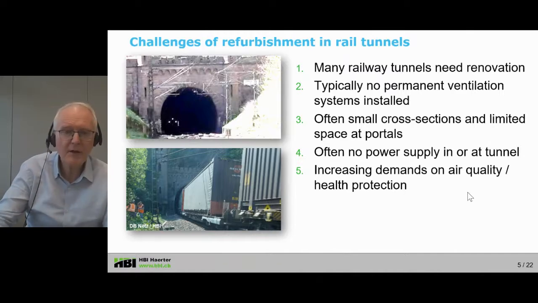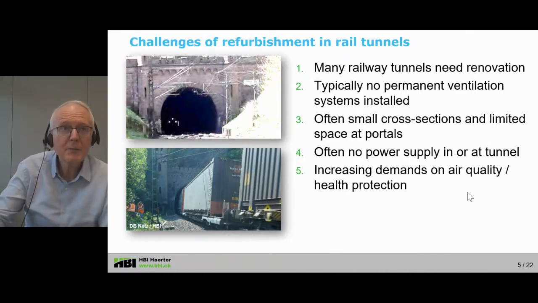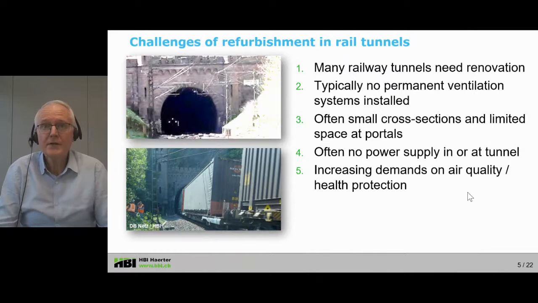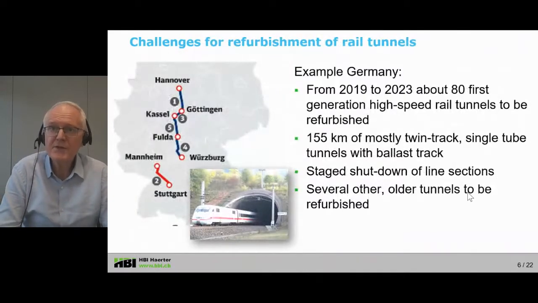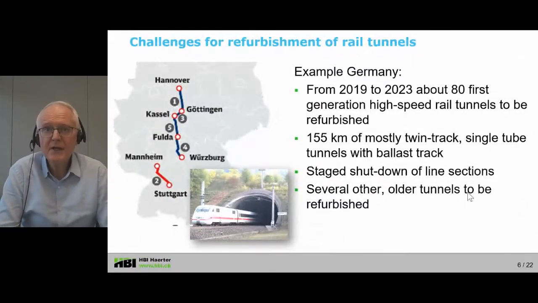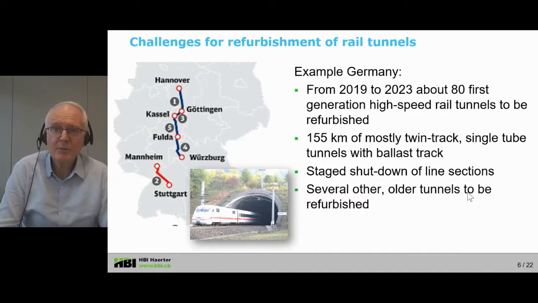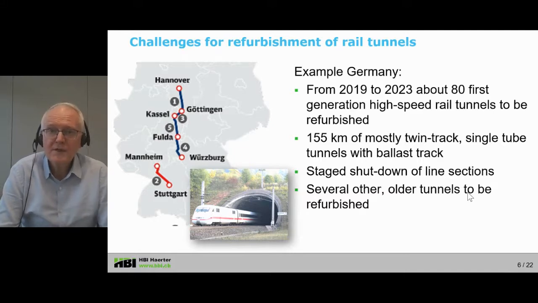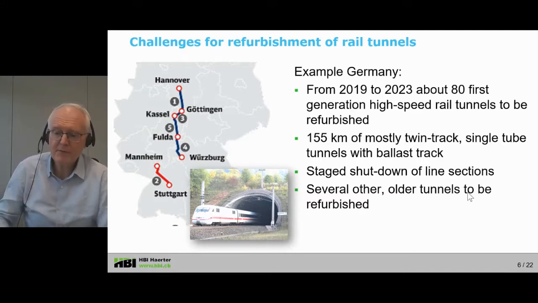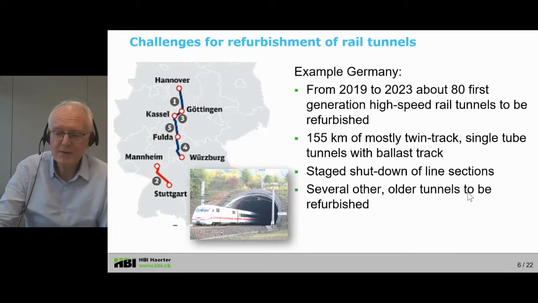Now, these challenges are illustrated a bit, for example, in Germany. So here, for example, from 2019 to 2023, about 80 first-generation high-speed rail tunnels have to be refurbished. This sums up to about 155 kilometers of mostly twin-track single-tube tunnels with ballast track. Those tunnels are then taken out of service for a couple of months, so certain sections of the lines are not operational then. And of course, there are several other older tunnels to be refurbished. So this is a challenge in terms of quantity.